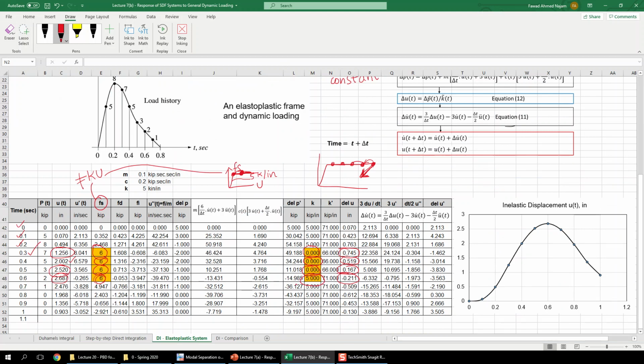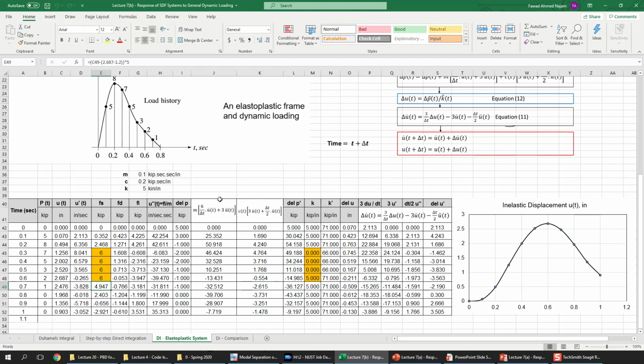Here K is equal to 5, which is the initial value, and the next delta U is also negative, which means K is again 5. Next is again negative, so K is equal to 5. So all the delta U are negative, so K will remain 5. So the value of Fs is calculated as follows. You can see the formula here.